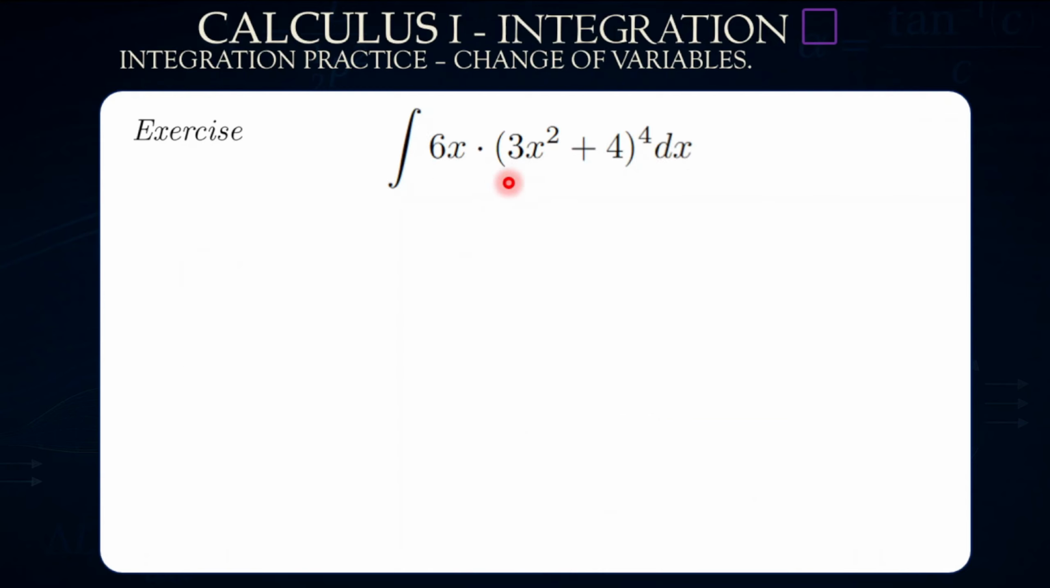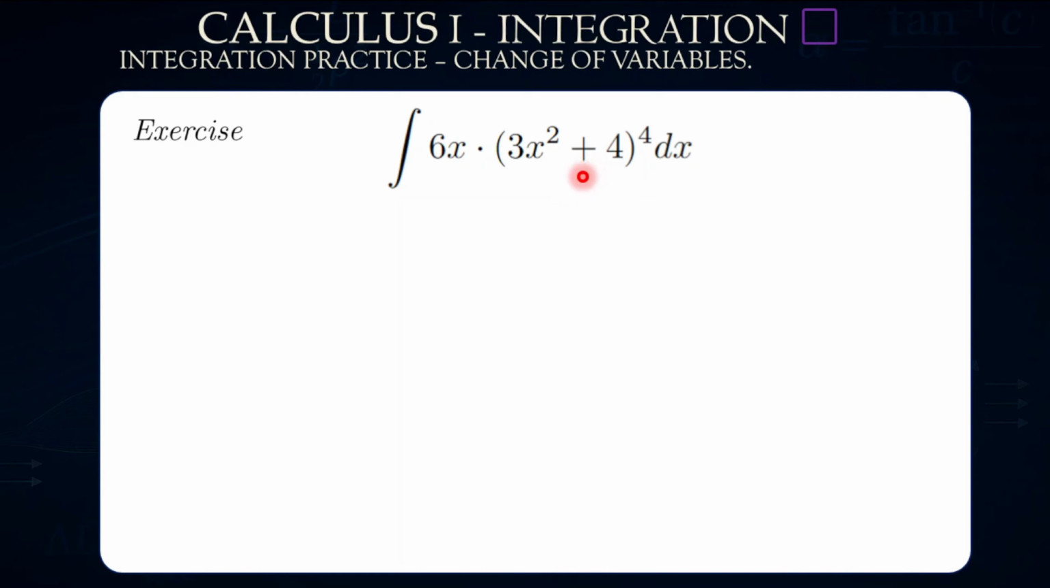Another example for variable change, or change of variables, is the integral of 6x multiplied by (3x squared plus 4) to the power of 4 dx. Of course, if you want, you can pause the video and try to solve it yourself, but in the meantime, let's move on.